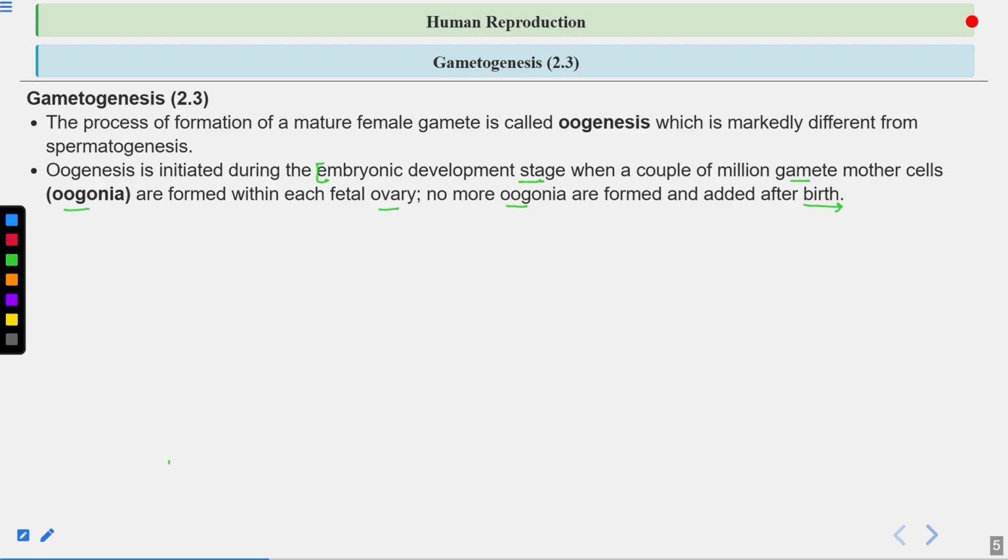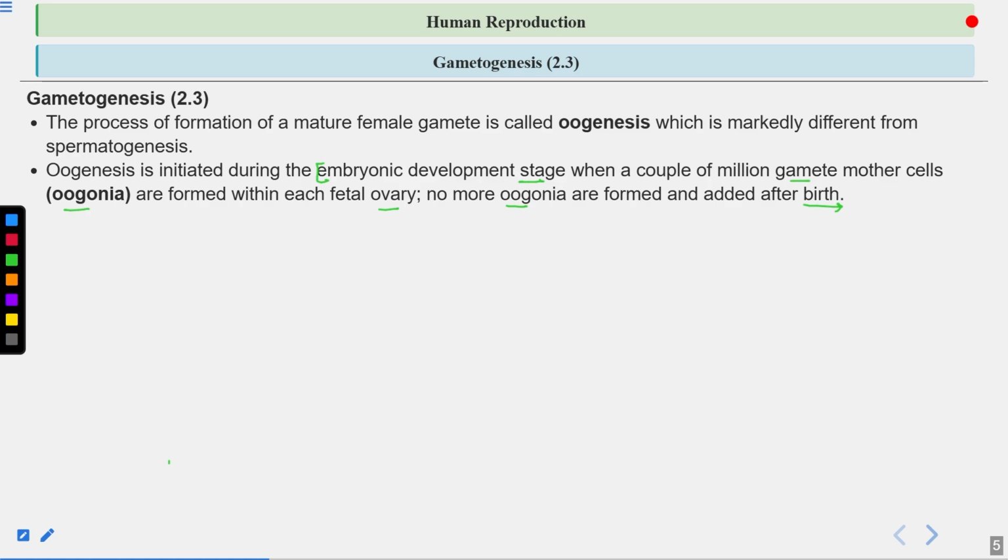Now, this raises a question here. Egg production starts at puberty. After the female attains puberty, the eggs are released during the menstrual cycle. So if the oogonia are formed in the fetal ovary, then why are the eggs released after puberty? What will be the answer to this question?